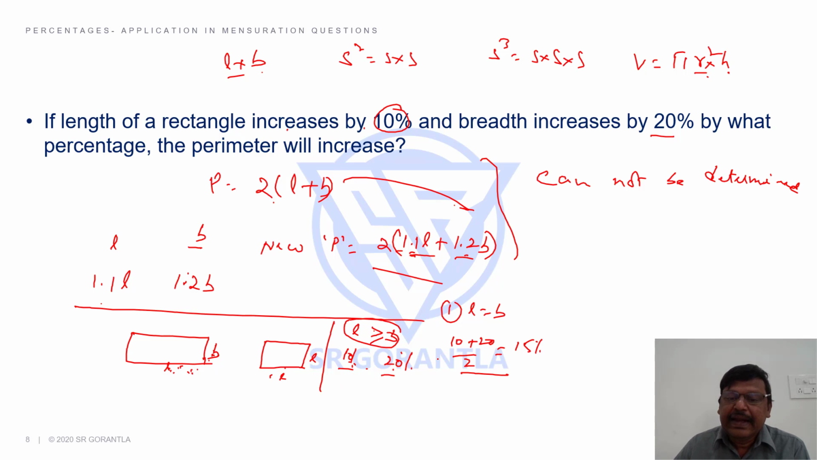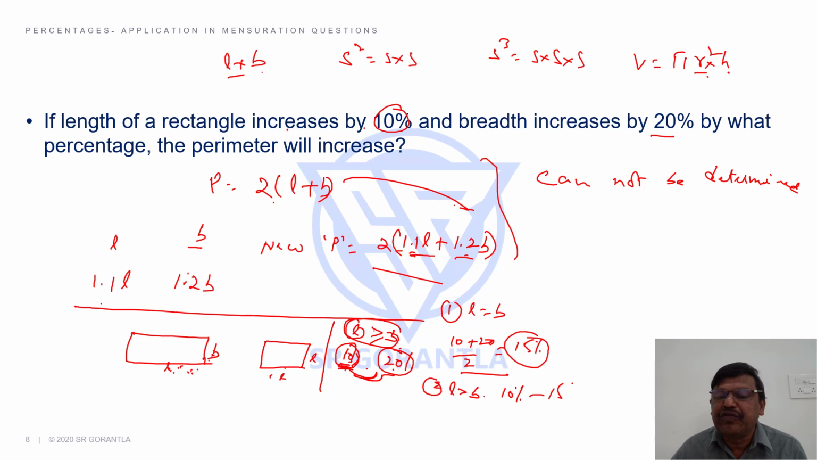Suppose length is greater than breadth. Since the larger one, length, is greater than breadth, and the larger number is increasing by a small percentage, my answer will be less than 15%. When I say one is increasing by 10, another is increasing by 20, the growth will be anywhere between 10 and 20. If they are equal, it is exactly 15%. But if they are not equal, if length is greater than breadth, the larger number is increasing by a small percentage, hence my answer will be somewhere between 10% and 15%. More than 10 but less than 15.